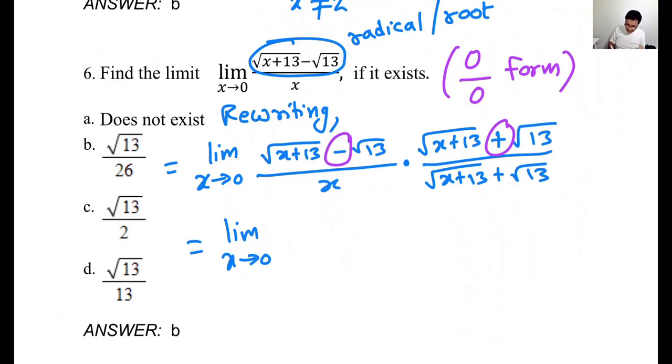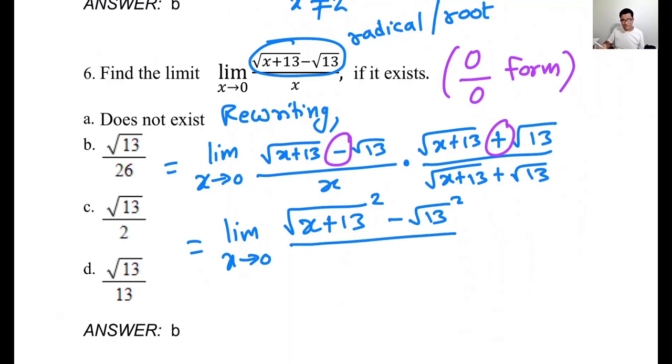So a square minus b square here will give you x plus 13, under root x plus 13 squared, minus root 13 squared. Okay, a is root x plus 13, b is root 13. In the denominator, nothing like that happens. So you are just multiplying those two.